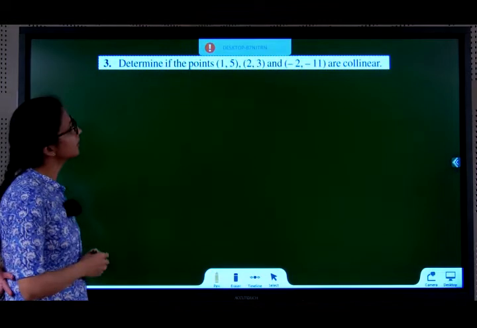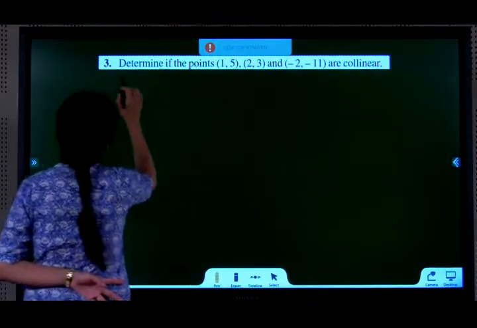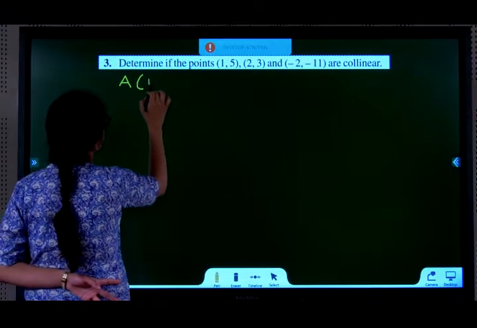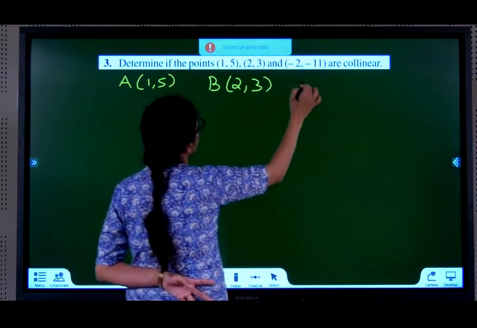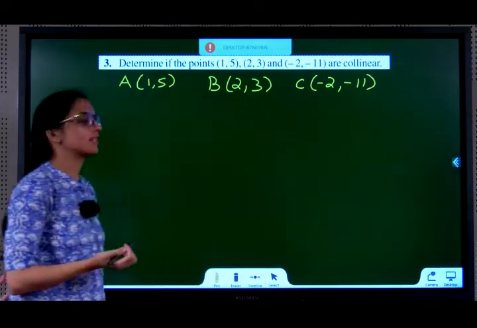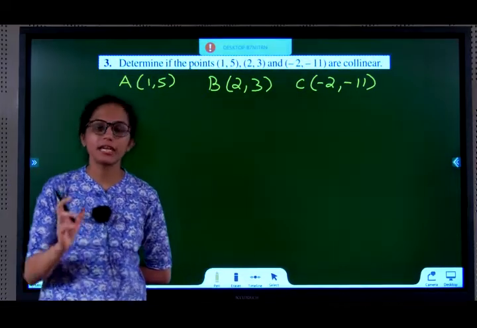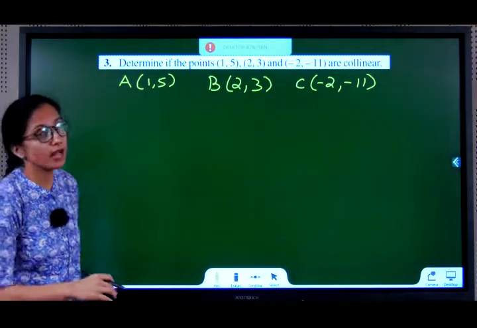Question 3. Determine if the points are collinear. So we will take A to be (1, 5), B to be (2, 3) and C to be (-2, -11). How do you know the points are collinear? Find the distance between each pair of points, AB, BC and AC. If the sum of any two sides is equal to the third side, then the points are collinear.